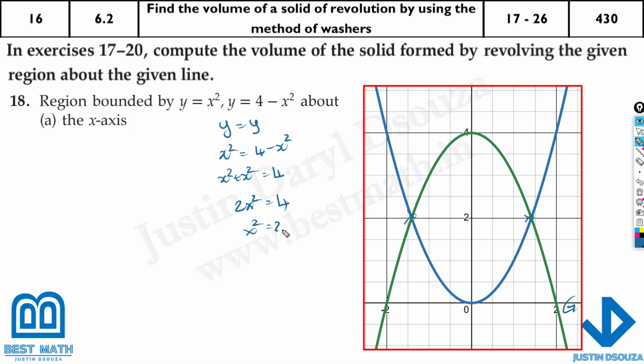X squared will be 2 if you divide both the sides by 2. X is equal to plus or minus square root 2 if you take square root on both the sides. Or from here you can use the calculator's polynomial mode. See, this part, you have to do so much.